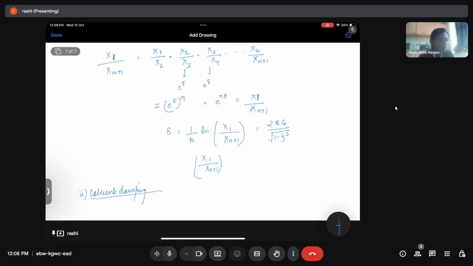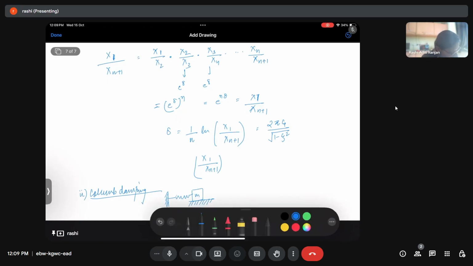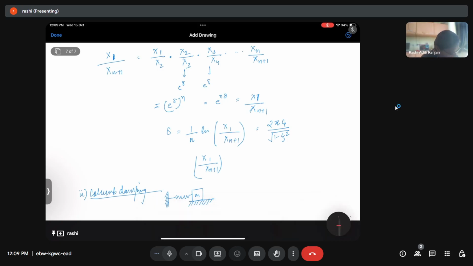Coulomb damping, which was based on what? Which was based on friction, wherein we were using the concept of friction. So if we have a system like this, with mass like this, and we have a mu n, friction, right? So it is going to dissipate the energy.